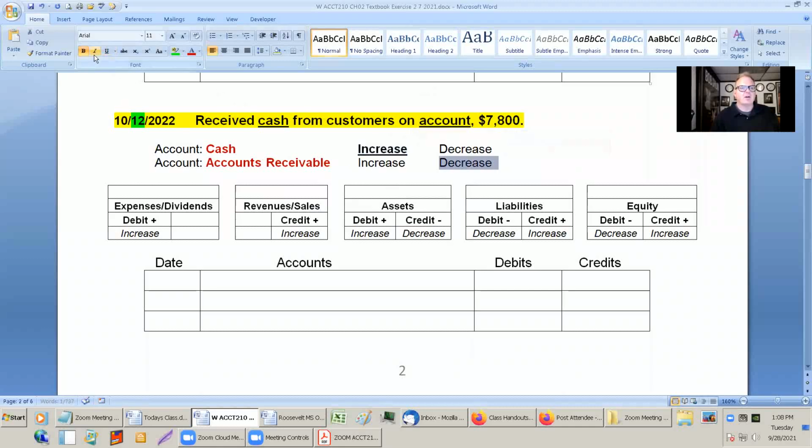And accounts receivable is going down. Okay, so what kind of account is cash? Asset. Cash is an asset and accounts receivable, also an asset. Yep.